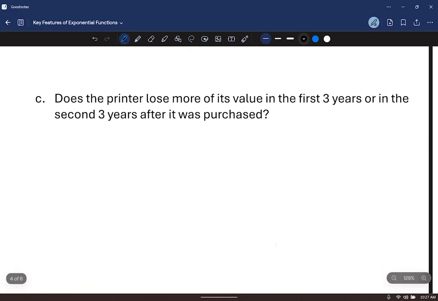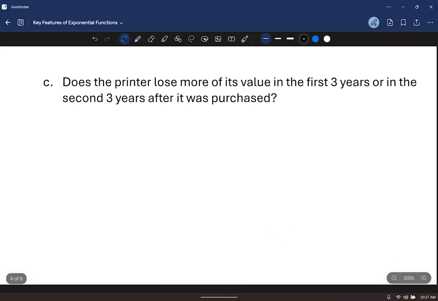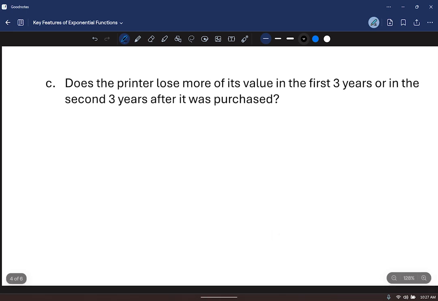All right. Does the printer lose more of its value in the first 3 years or in the second 3 years? Well, let's see how much value it lost in the first 3 years. So I take my original value, subtract the value at 3 years, which is 16,965. That gives me a loss of $18,785. All right, so after 3 years, it's lost $18,785 worth of its original value.